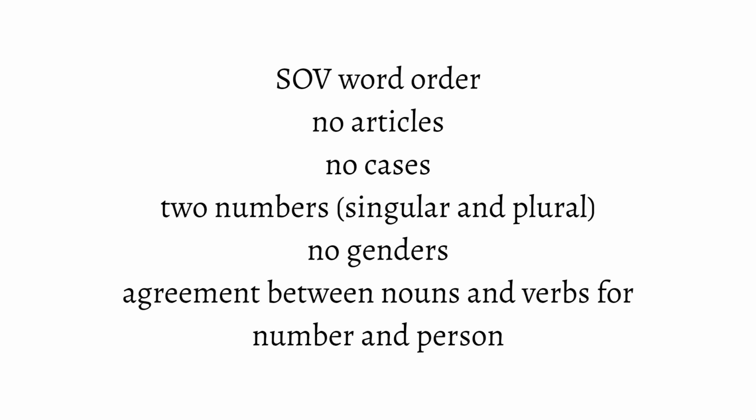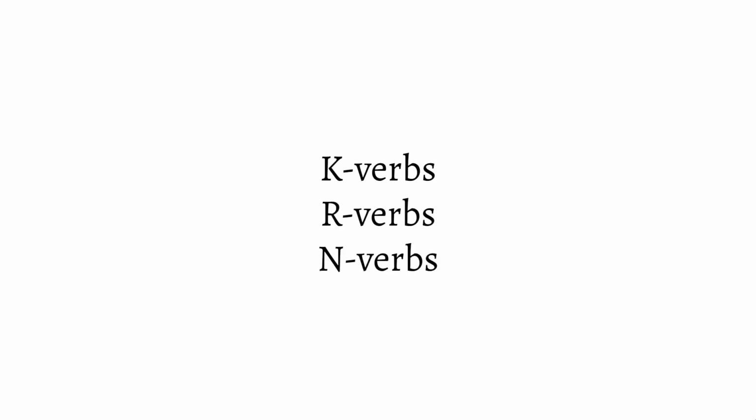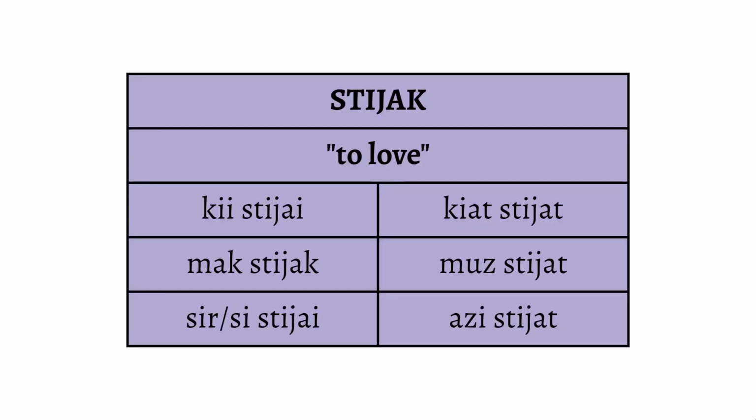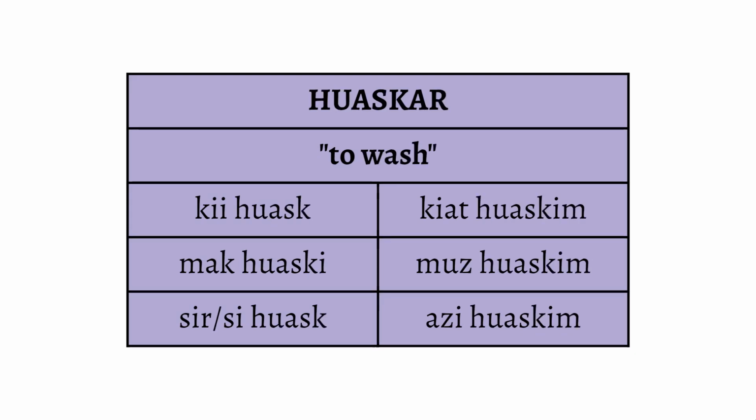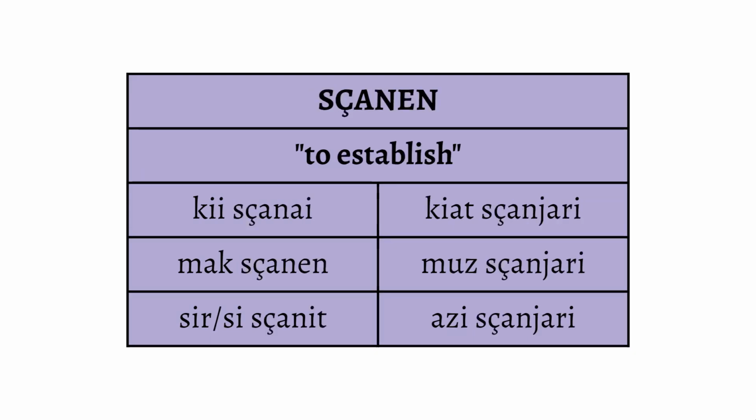Nouns are pretty straightforward, so let's go over verbs first. Every verb ends with a vowel followed by a K, R, or N, and that part is dropped when not in the infinitive form. So a regular K verb like ŝtijak would look like this, a regular R verb would look like this, and a regular N verb would look like this. Of course, this is all for regular verbs. There are some irregular verbs, 7 to be exact.